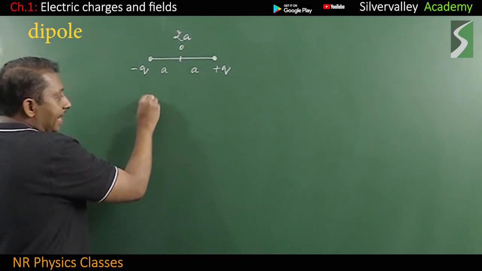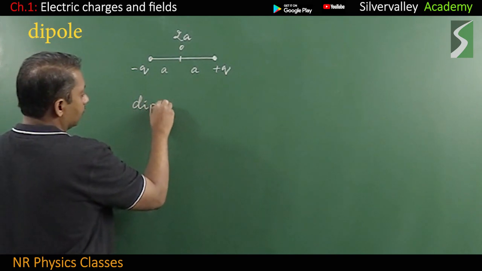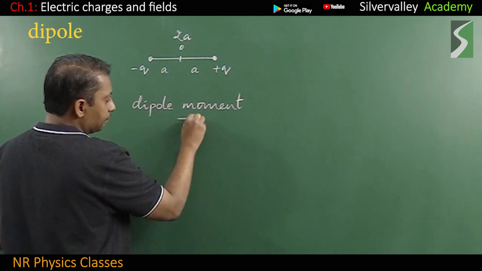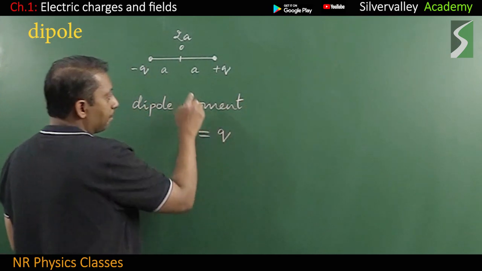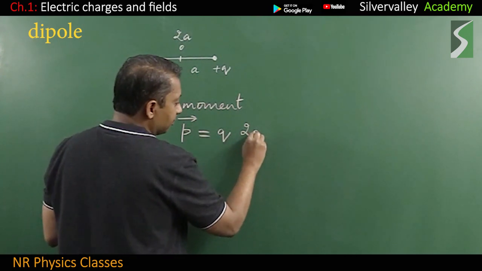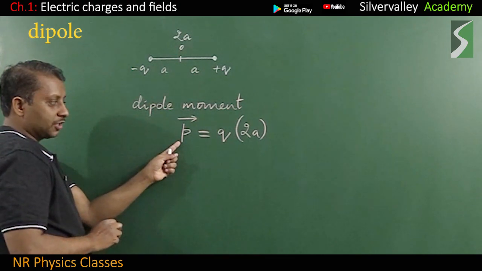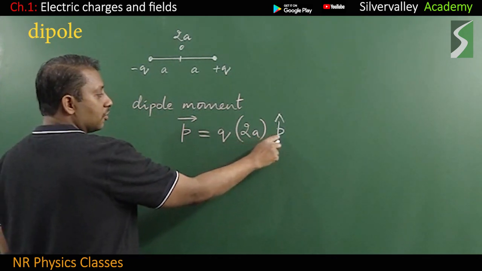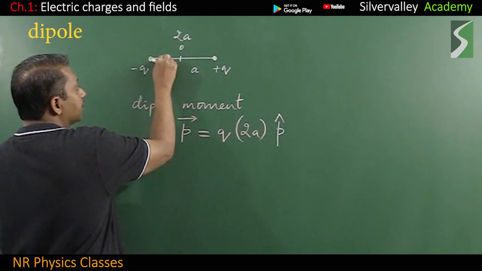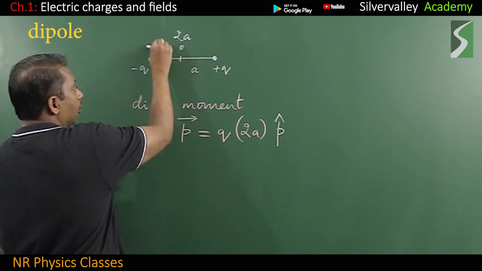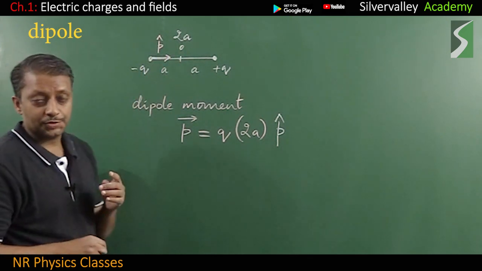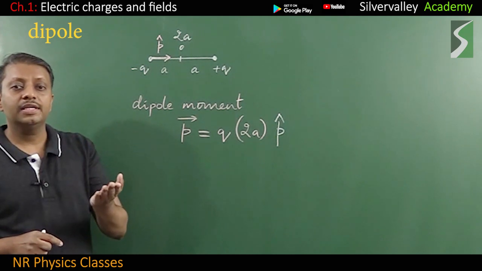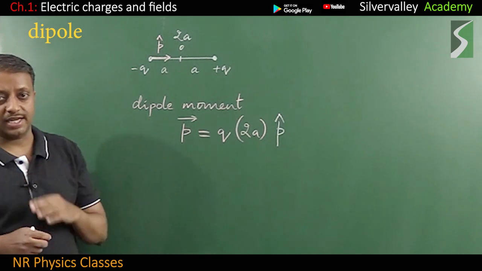Dipole moment, denoted by P, is given by the magnitude of each charge into the distance between the charges. Dipole moment is a vector quantity, therefore P cap, unit vector. What is the direction of P cap? The direction of P cap is from minus Q to plus Q along the line joining the charges. So we should know how to find the direction of the dipole moment, and thereby we can find the angle between the electric field or something else with respect to the electric dipole.